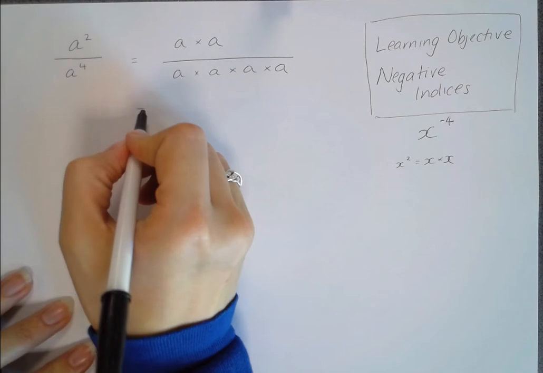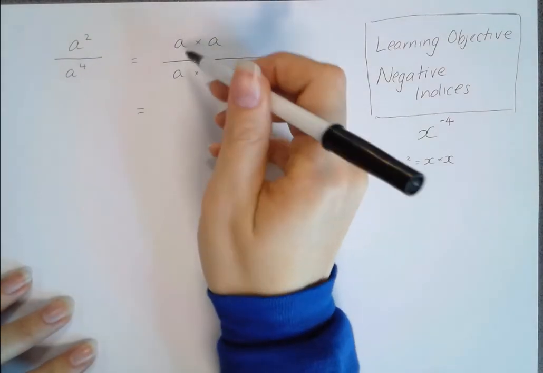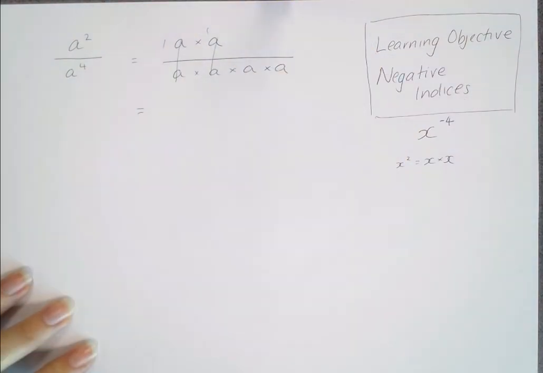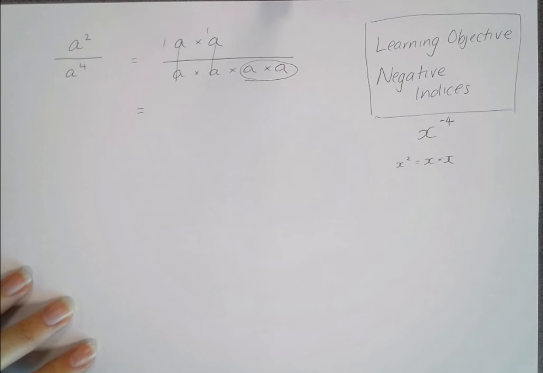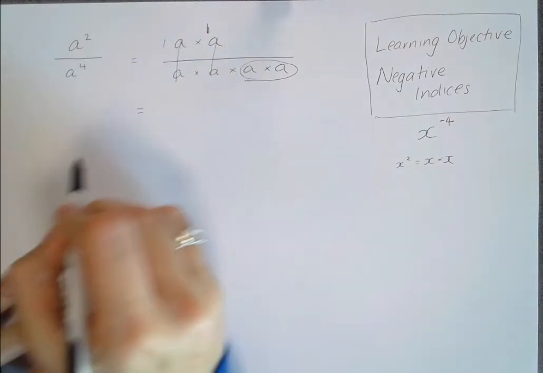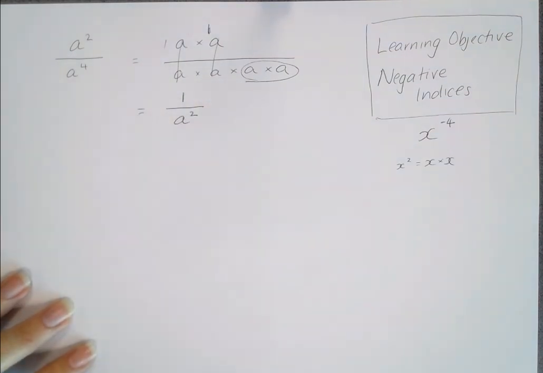So what happens if we start to cancel things out, for example, a divided by a gives us 1, a divided by a gives us 1 again, and we're left with 2 a's on the bottom and just 1 on the top. So the number 1, not an a, but the number 1. So we're left with 1 divided by a squared.